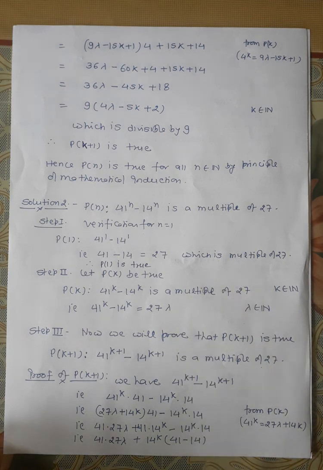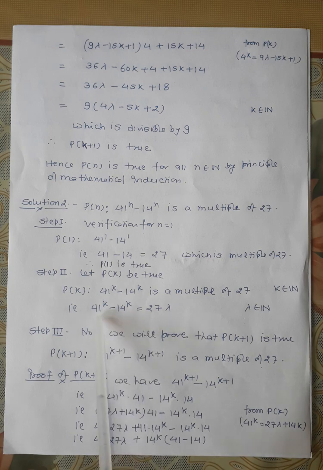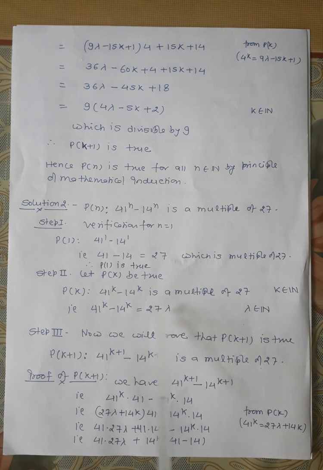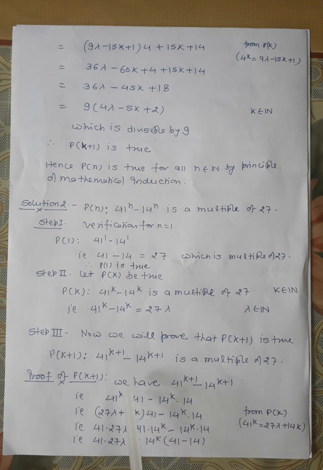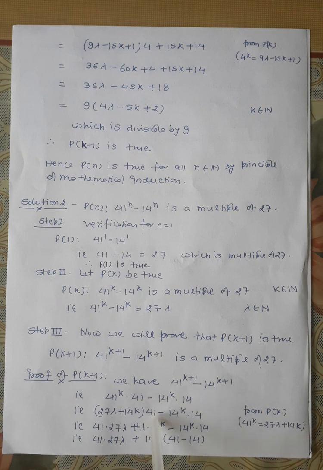Because when we prove Pk plus 1, we will use Pk. So in place of 41 to the power k, we will put the value from Pk: 41 to the power k is equal to 27 lambda plus 14 to the power k. I have written it here. This 41 will remain as it is.